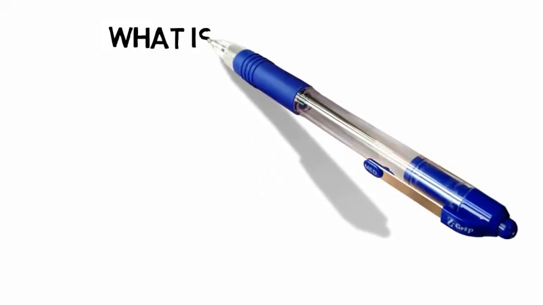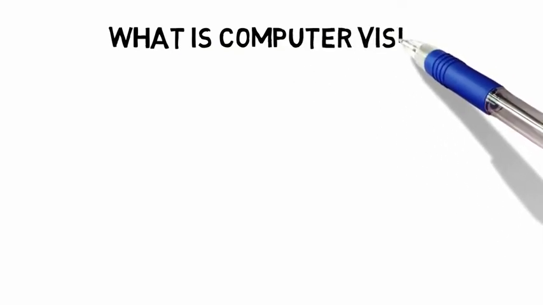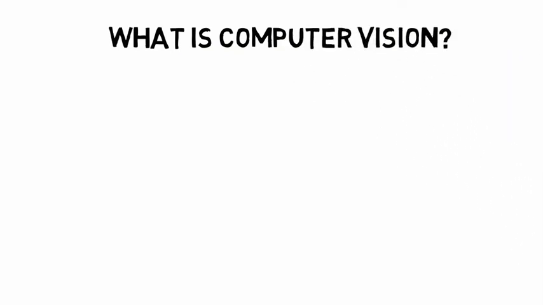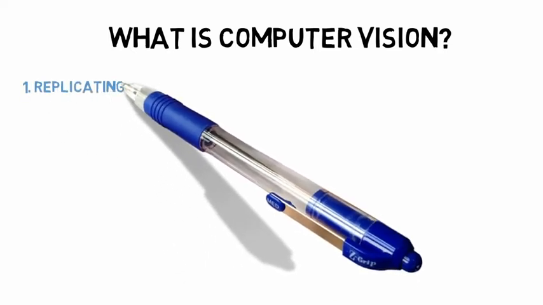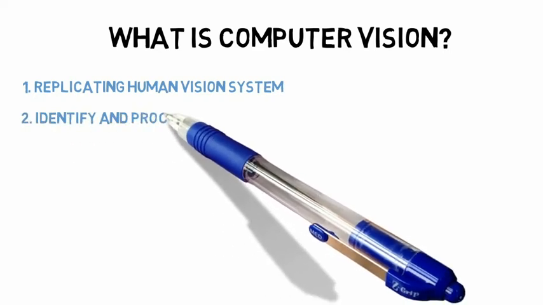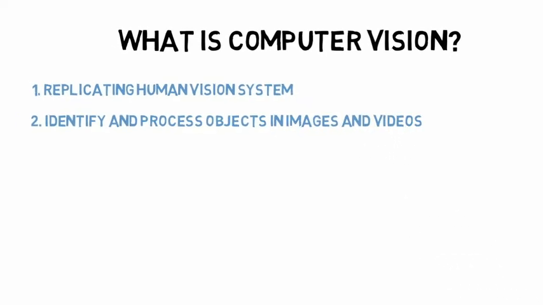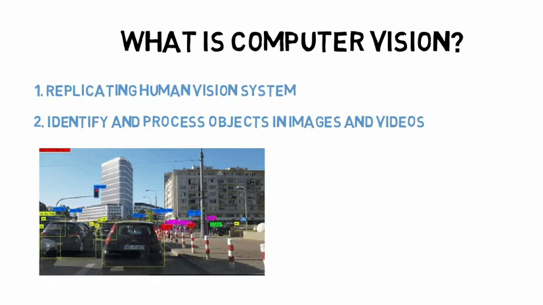What is computer vision? One of the most powerful and compelling types of artificial intelligence is computer vision, which you have almost surely experienced in any number of ways without even knowing. Computer vision is the field that focuses on replicating parts of the complexity of the human vision system and enabling computers to identify and process objects in images and video in the same way that humans do.